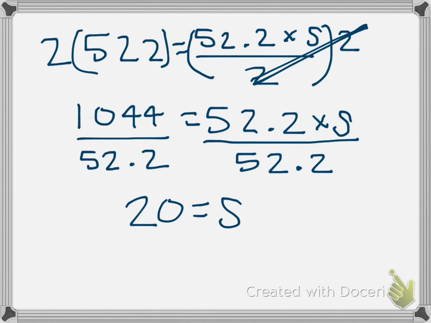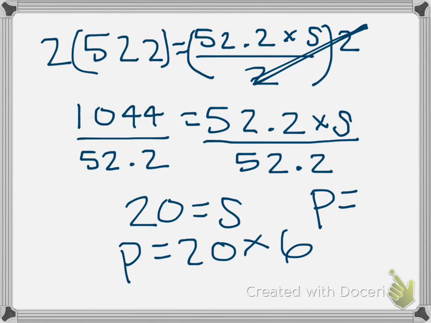Okay, so that isn't quite our answer yet because we now have to fill that in to find our perimeter. To find our perimeter, you just add all your sides together, so perimeter equals 20 times 6, since it's a hexagon. So 20 times 6 gives you 120. So our final answer is actually P equals 120, and our label would be centimeters.